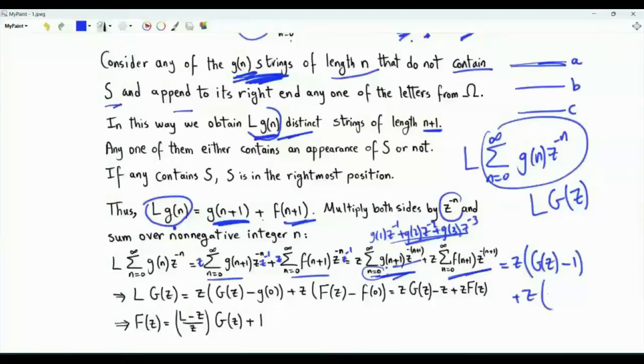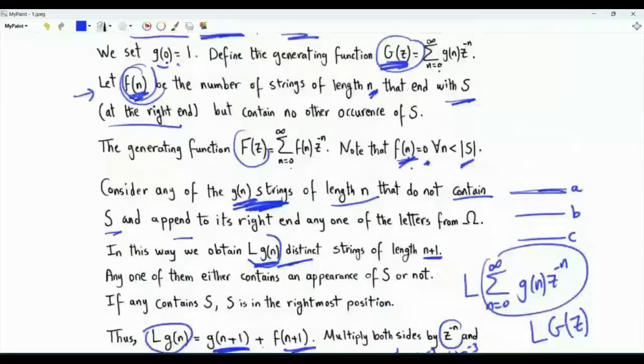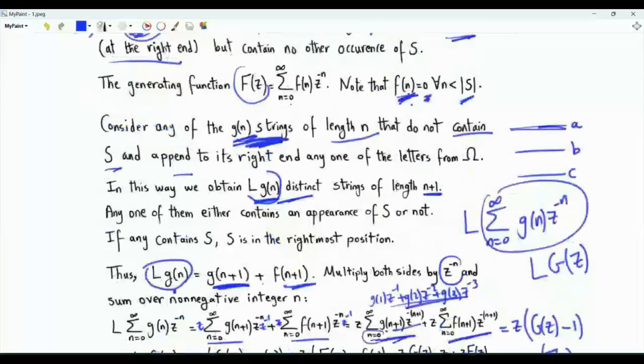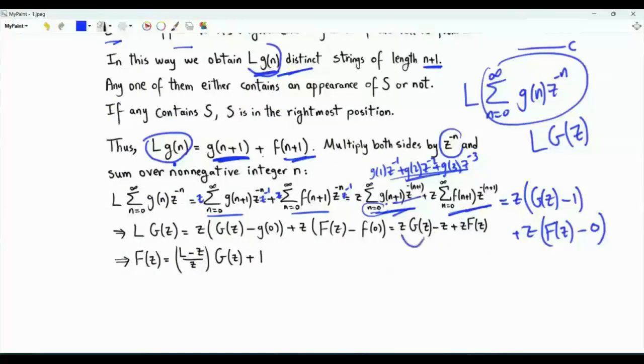The same idea is here, but note that f of n is 0 for every n that is less than the length of the string, and the string has one letter or more, so small f of 0 is equal to 0. On the right-hand side, we get z g of z minus z plus z f of z. Rearranging the terms, we have big F of z is 1 plus G of z multiplied by L minus z over z. We have now one equation relating F of z and G of z. We need another one so that we can solve for G of z.